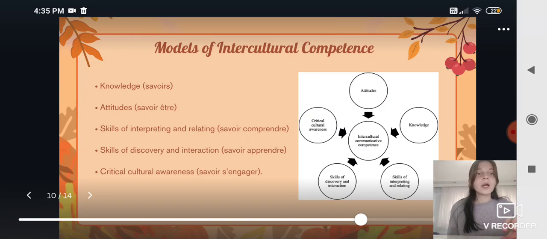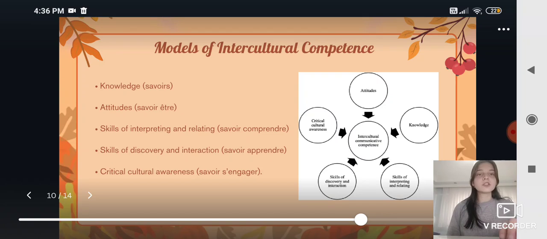First, knowledge. Knowledge refers to what a person knows about their own culture, other cultures, and social group, values, beliefs, and so on. This includes understanding cultural norms, historical backgrounds, traditions, and social expectations. Having this knowledge helps prevent misunderstandings and supports more informed interaction, so it's very important in the intercultural process.